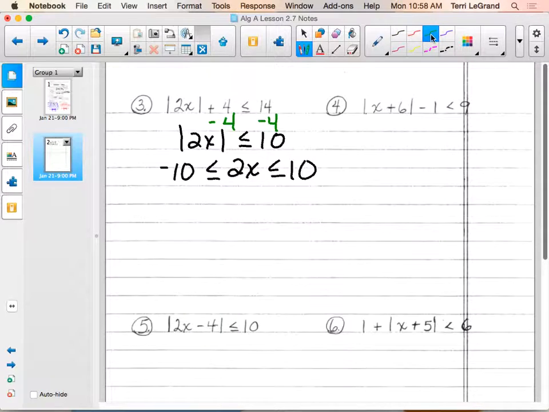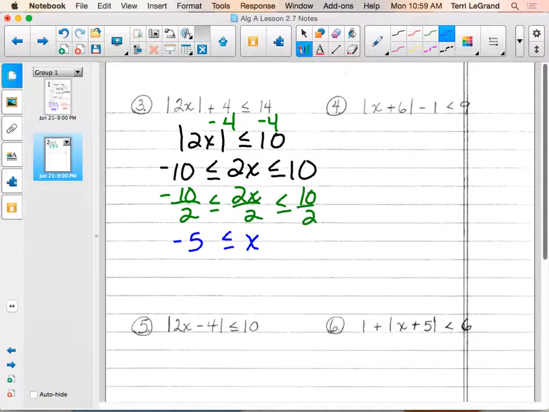Divide all of them by 2. Divide every region by 2. Yep, divide all of them by 2. And what's the result from that, William? Negative 5 is less than or equal to x, less than or equal to 5. Okay.